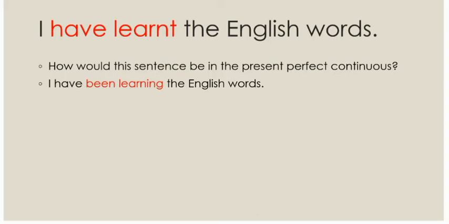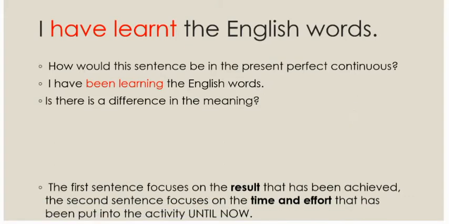So here we keep have stable because we used I, but instead of using the past participle, we used the present participle and we used been before the present participle. This is a rule. Is there a difference in the meaning?